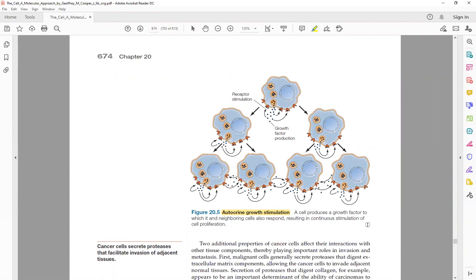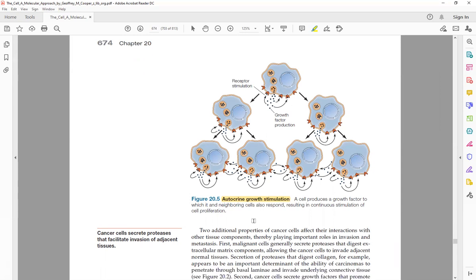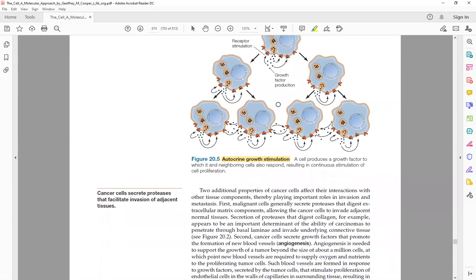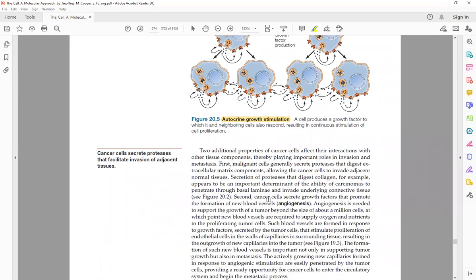It will result in continuous stimulation of several different types of cells, and all the different types of cells will be stimulated to express those particular growth factor molecules. This is how the growth factor molecules will be stimulating the cell to undergo further division. Next, so there is an autocrine stimulation. The cancer cells exhibit angiogenesis. Second, cancer cells secrete growth factors that promote the formation of blood vessels.